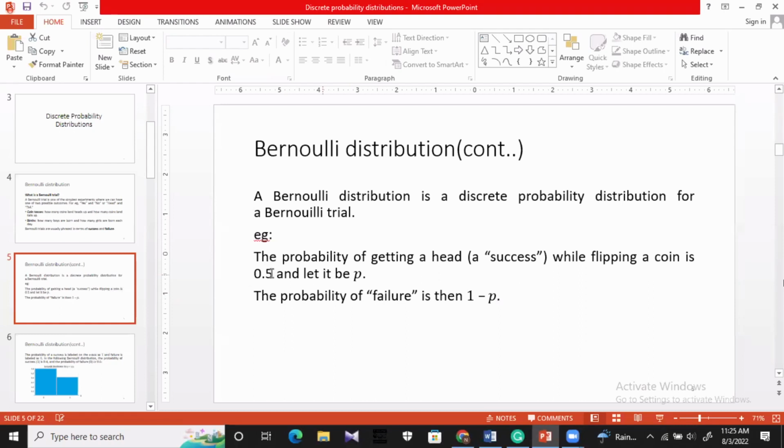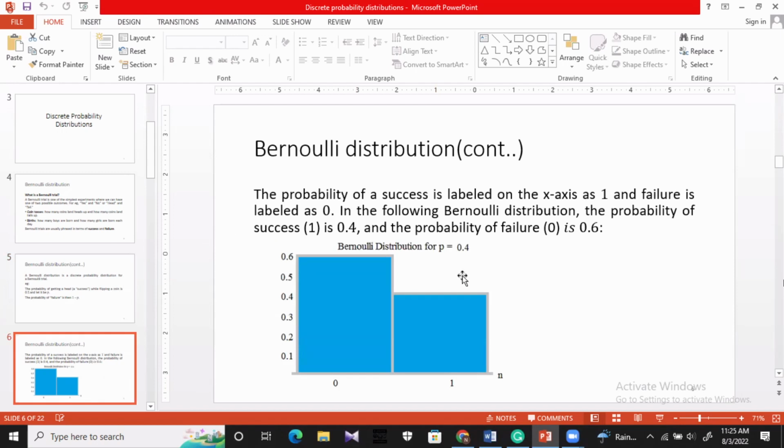Only in this case, this P is going to be 0.5. Otherwise, P can have any value between 0 and 1. It depends on the Bernoulli experiment. Anyway, it has only two possible outcomes. Now see this example. Here I have given you a small diagram.